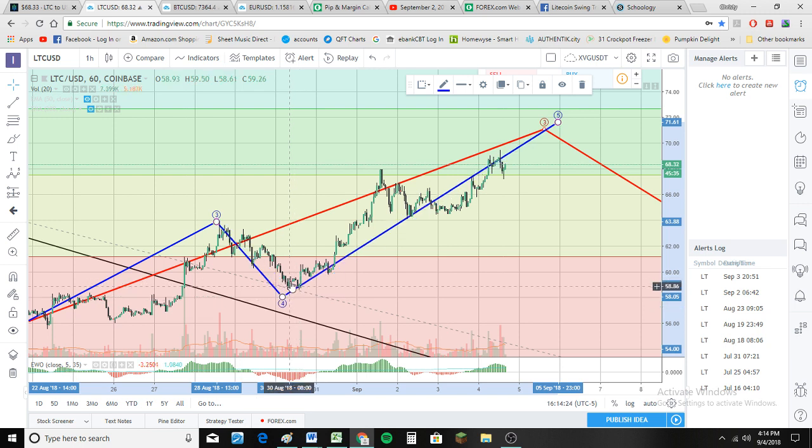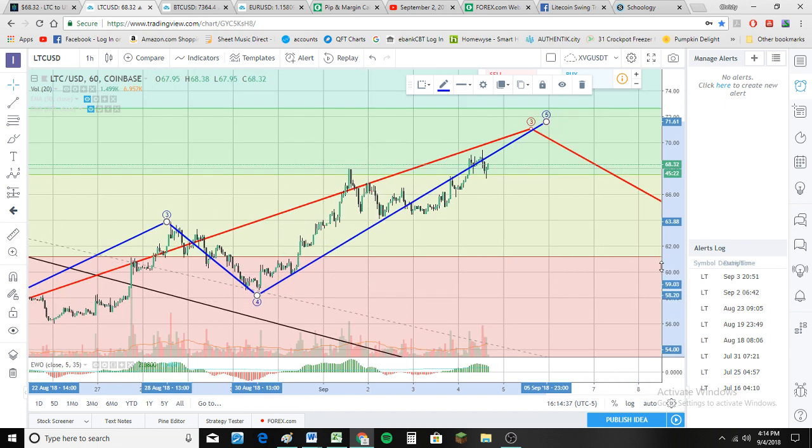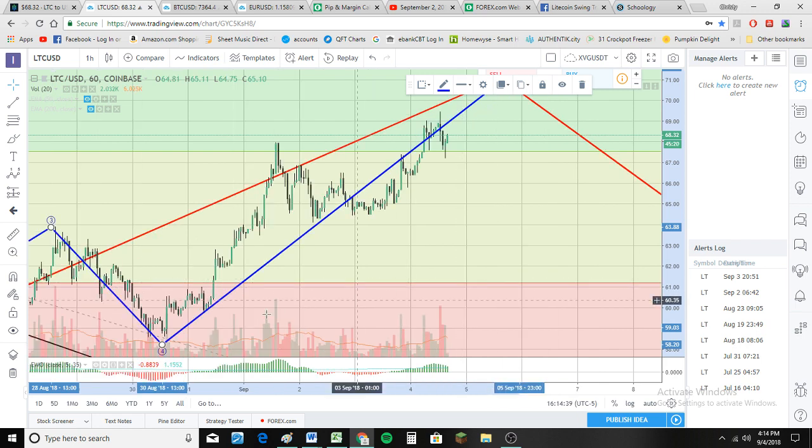So the question is: is this the 5th wave or the last wave, a truncated 5, or is this a 1, 2, 3, 4, 5? I'm not sure how to count this little area right there. It's really, really hard again. But as I just look at it, I want to say this is 1 and that's 2. And I want to go 1, 2, 3, 4, 5.